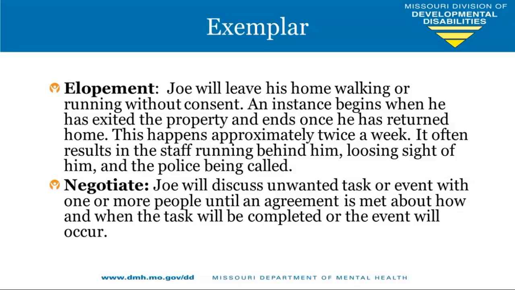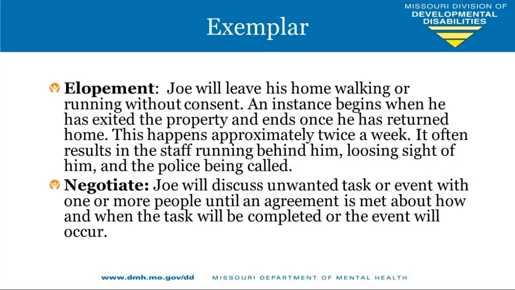So we're going to negotiate. It also mentions the desirable behavior assumed. We're going to negotiate with Joe that Joe will discuss unwanted tasks or events with one or more people until an agreement is met about how and when the task will be completed or the event will occur. So, we need to take a look that both elements have got to be there. It's pairing that undesirable and a desirable behavior, and then identifying how we want the behavior to change.